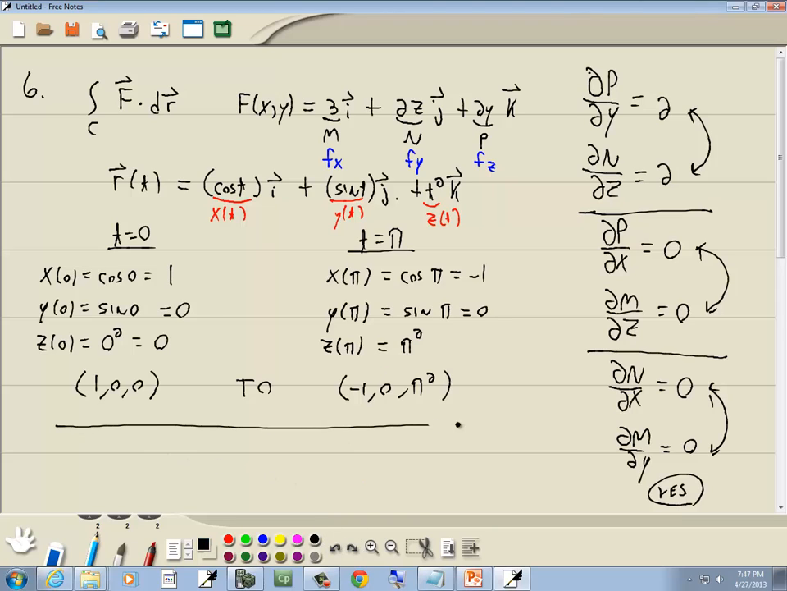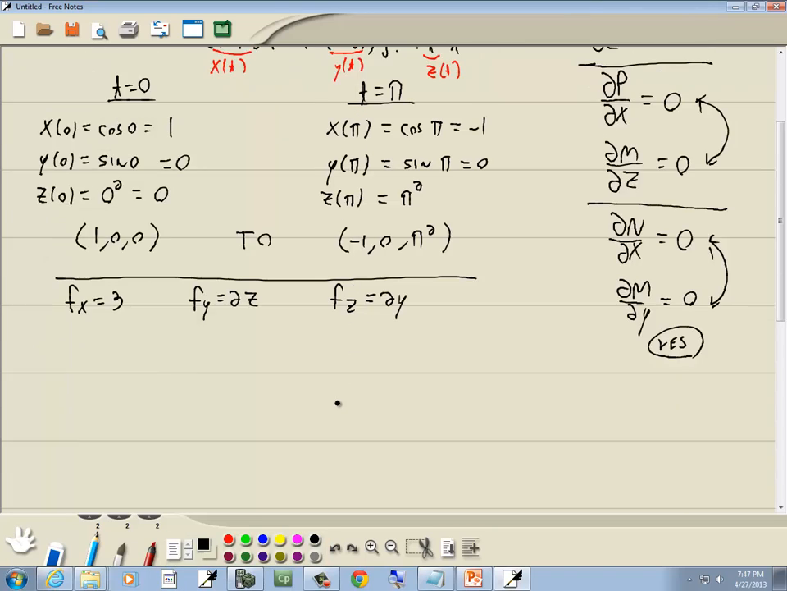So let me write those down now. Partial with respect to x is equal to 3. Partial with respect to y is equal to 2z. And partial with respect to z is equal to 2y. Okay, now let's find our potential function, and then we just plug in those points and we're done.